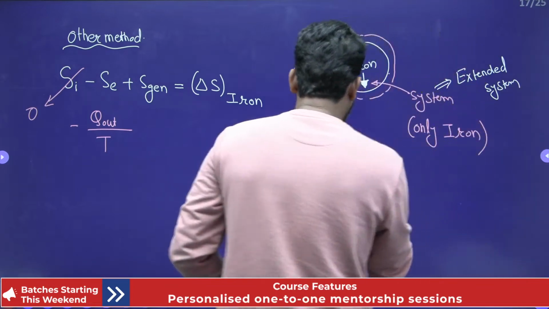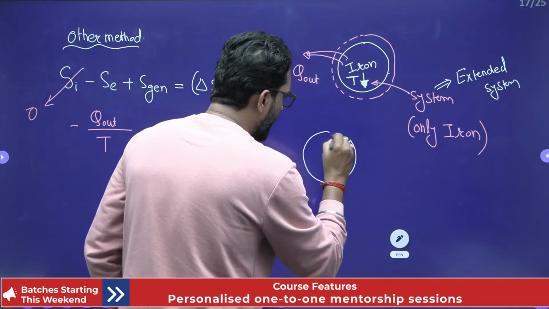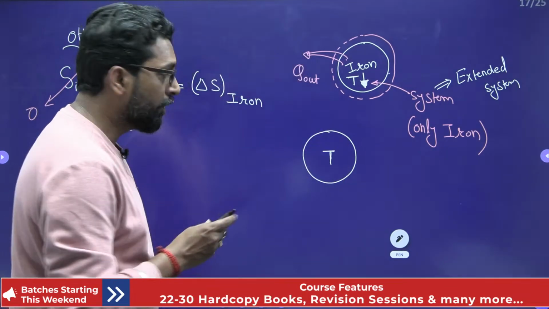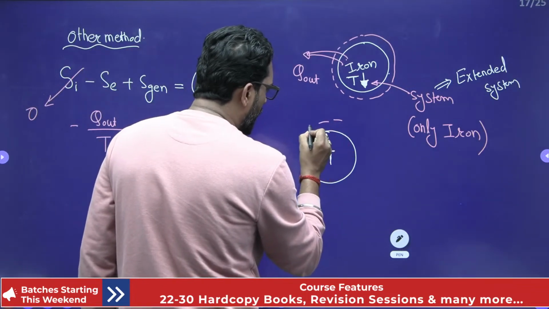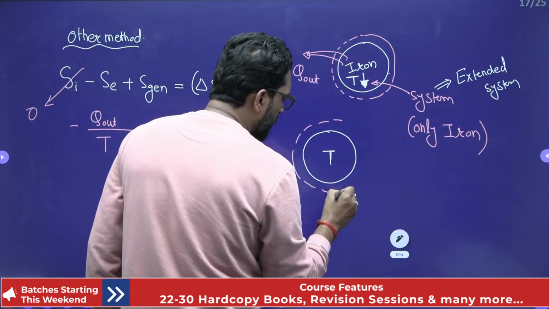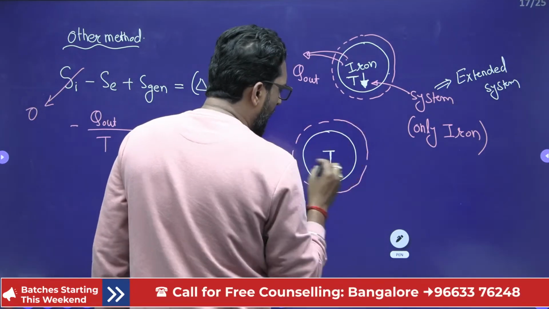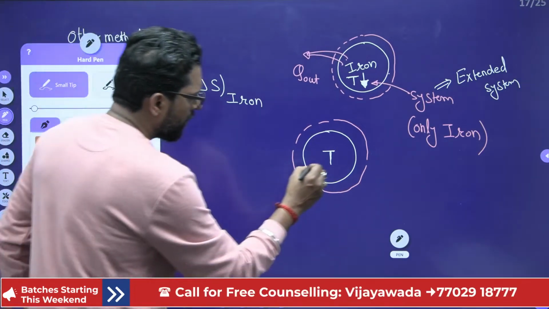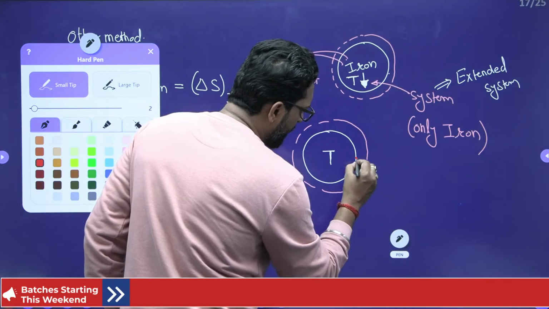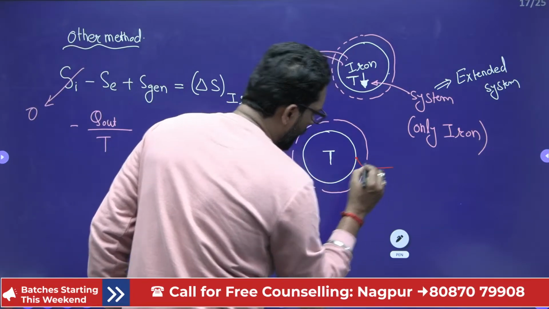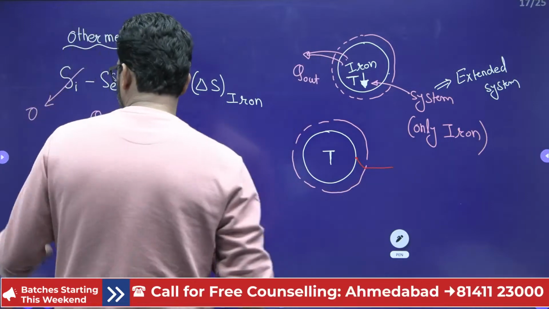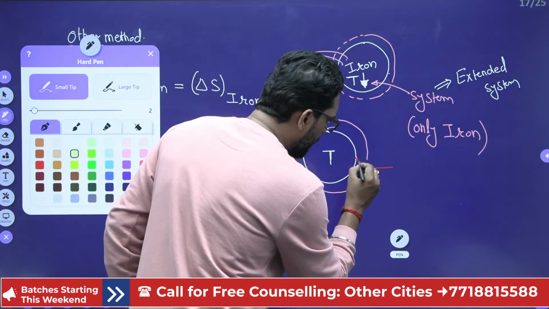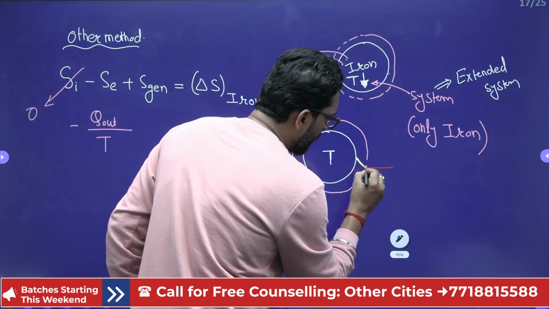Why? Because, my dear, this is your iron, and the iron has a temperature T. Let's suppose this is your immediate surrounding. What is the temperature profile here? This is the temperature of iron and this is the temperature of the surrounding; it will drop like that. After that it is constant.